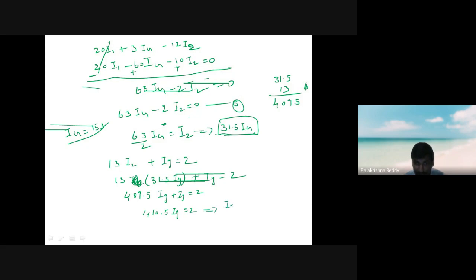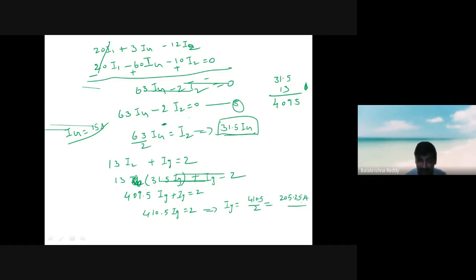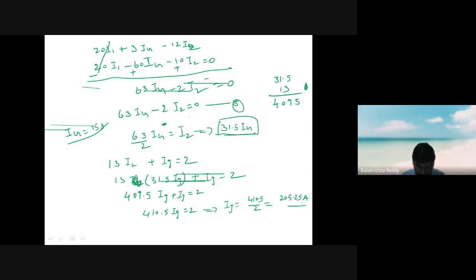Therefore, Ig, the current flowing through the galvanometer, is 410.5 by 2. Therefore, it gives us 205.25 amperes. Okay. So this is in terms of amperes that we have taken the Ig value. We found the Ig here.